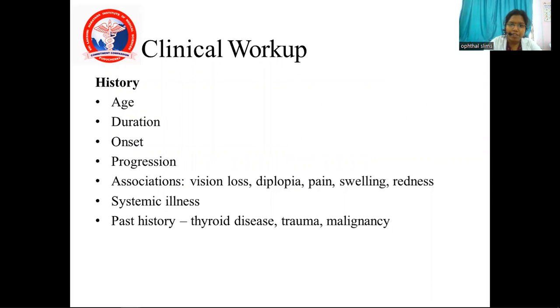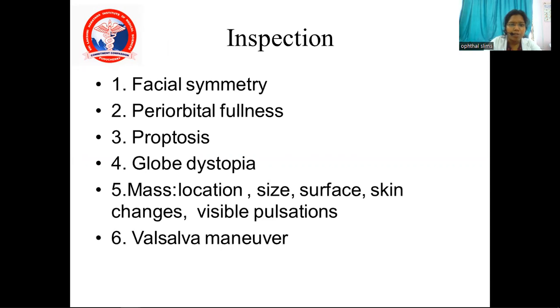Clinical workup. If a patient is presenting to OPD with proptosis, what history will we elicit? First, we'll ask about the age of the patient, duration of the symptoms, and the onset, how it is progressing, whether it is gradually progressing, sudden, or rapidly progressing. If it is a rapid progression, then it suggests a malignant transformation. Then associated symptoms like vision loss, diplopia, pain, swelling, redness, and systemic illness, past history like thyroid disease, trauma, or malignancies should also be asked for.